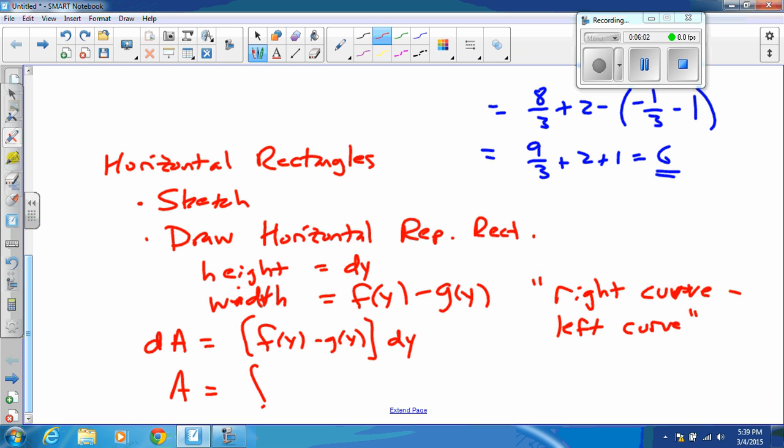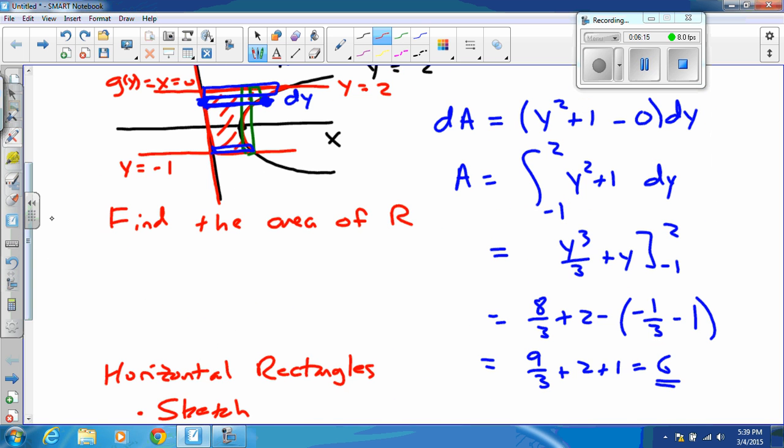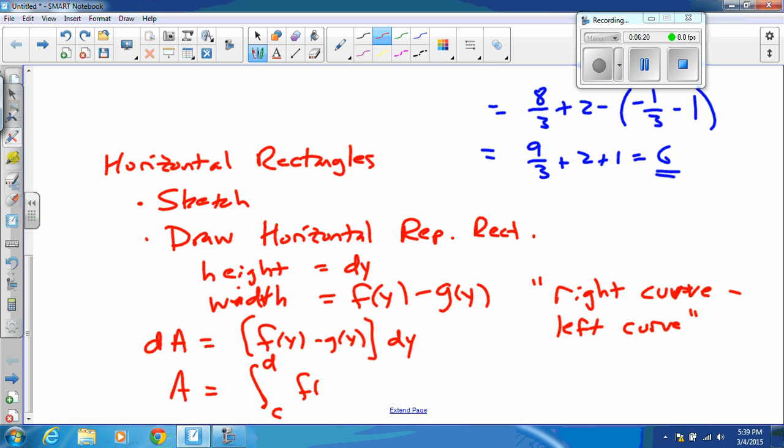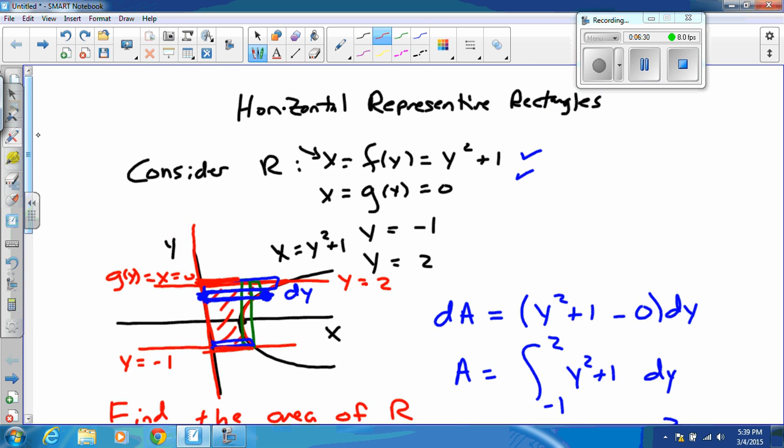so that the total area is now the integral from, and here I'm going to use c and d as my limits of integration to emphasize that the limits of integration here are y values and not x values. They are the very lowest y all the way up to the very highest y. And there it is. Now you may ask, how did I know to do horizontal instead of vertical rectangles?